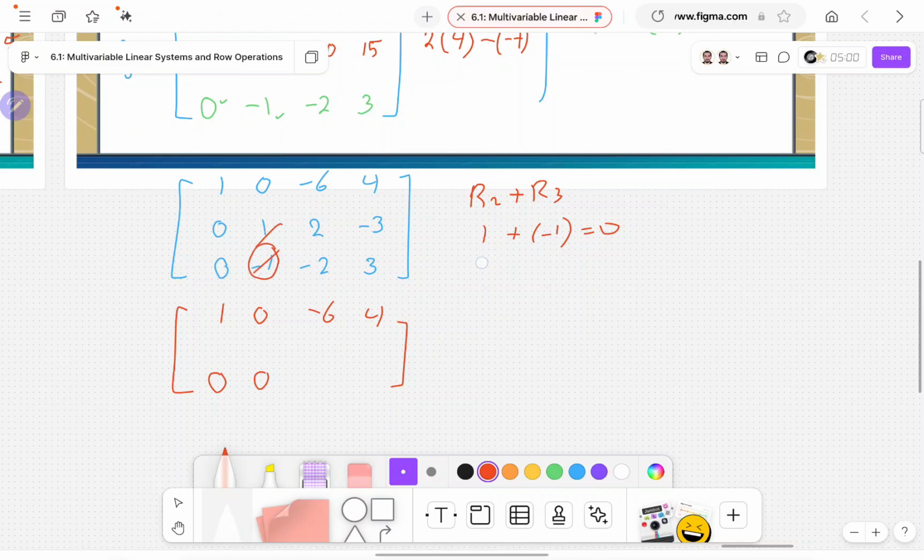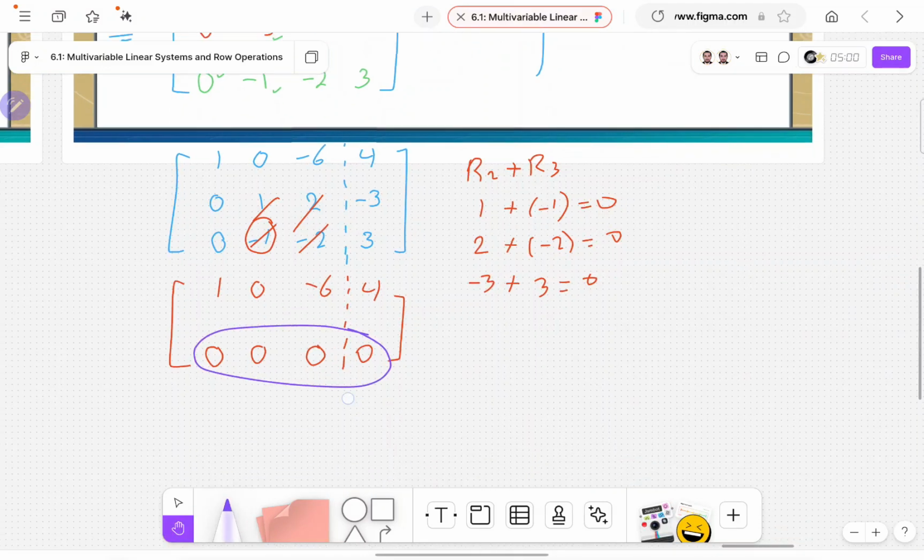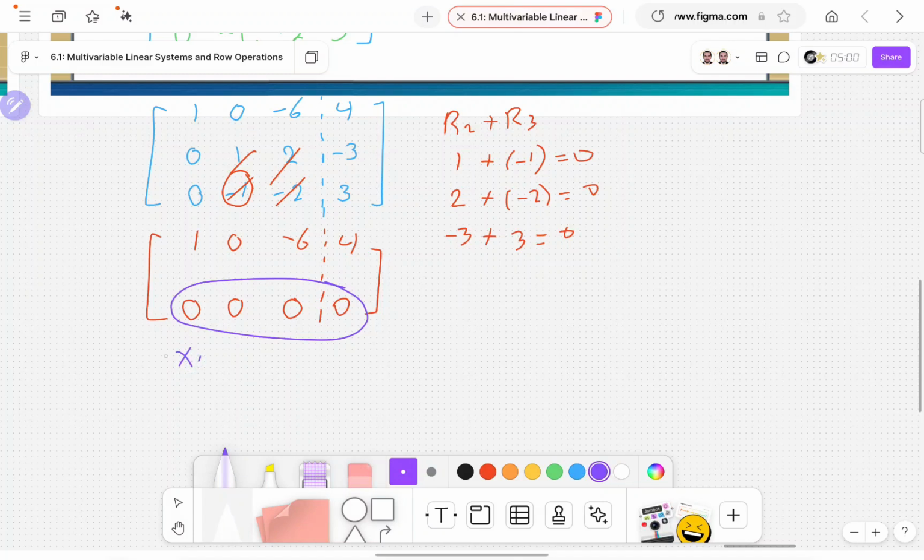Finish this. Then row 2 is 2 plus negative 2, also still what? 0. So we cancel this. Row 2 negative 3 plus 3, also 0. So still 0. So as you can see, all the values become 0. And as I told you before, if all the values down here are equal to 0, that means 0x plus 0y plus 0z equal to 0. So 0 is equal to 0. When I have 0 equal to 0, that means this one is an infinite solution.